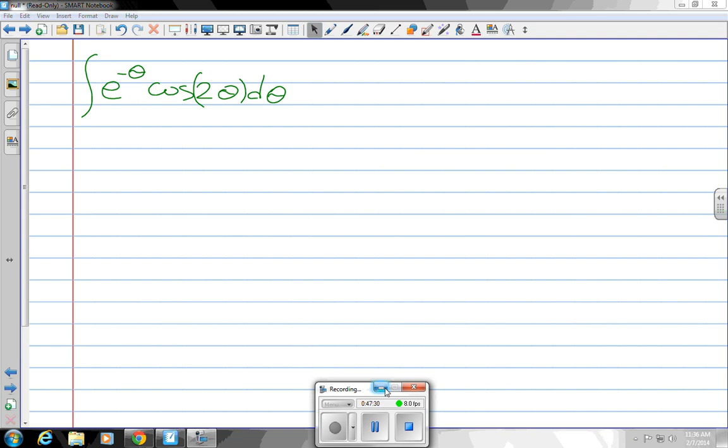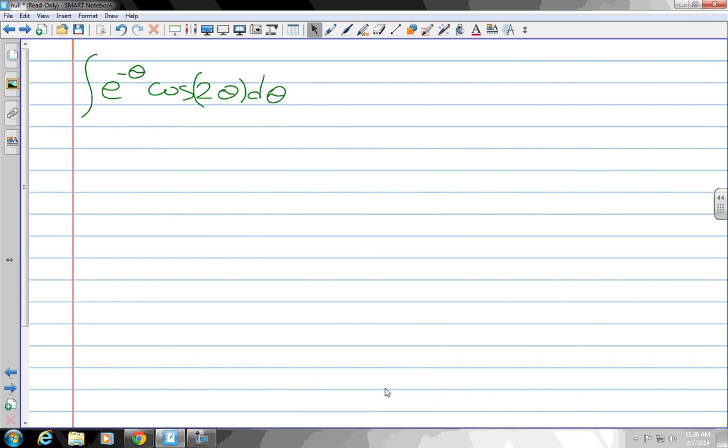But again, it doesn't matter what's u, what's dv here. How did you guys want to set this one up? What do you want u to be? All right, let's use e to the negative theta. Then dv is cosine of 2 theta d theta. So then du is negative e to the negative theta d theta. Is that okay? And then what is v?